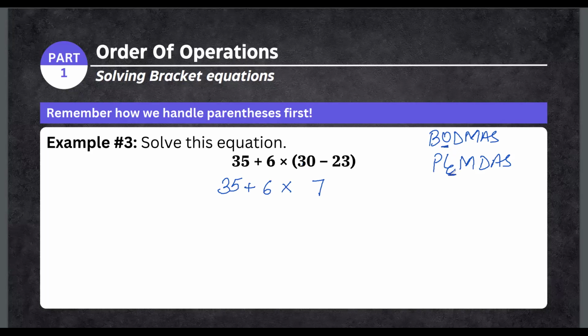There is no order, there is no exponent. Is there any division? No. Then we have multiplication, yes. So first of all, we have to do multiplication. So 6 times 7, 42. Rest of the numbers as it is. Now we have to do addition. So 35 plus 42. Your answer is 77. Okay. So that's how you have to solve this.